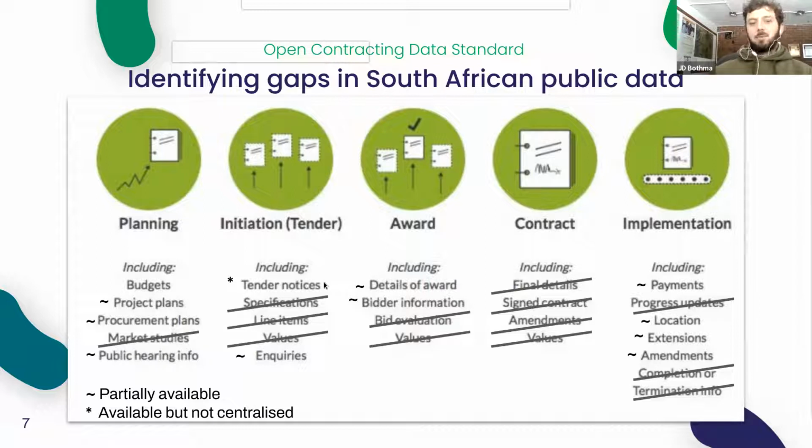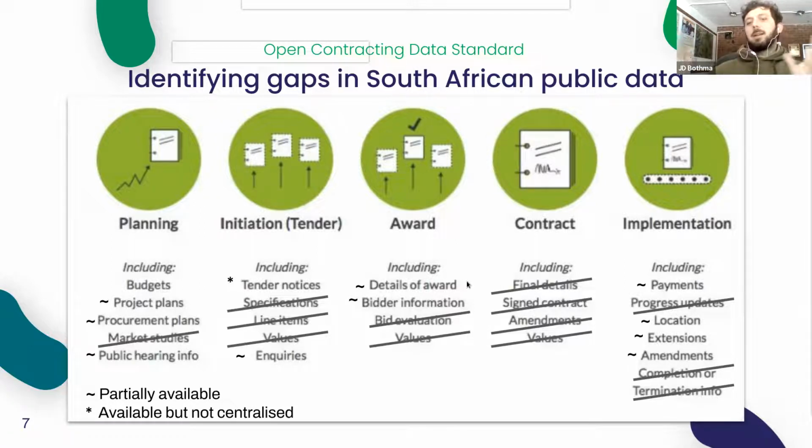Tender notices we know are available, but they're not centralized. I'm going to be talking a bit more about that. Specifications, line items, values, that stuff you only get by going to tender meetings generally, which means you might need to hop on over to Joburg or another city if you want to participate in procurement there, which isn't really feasible for everyone.